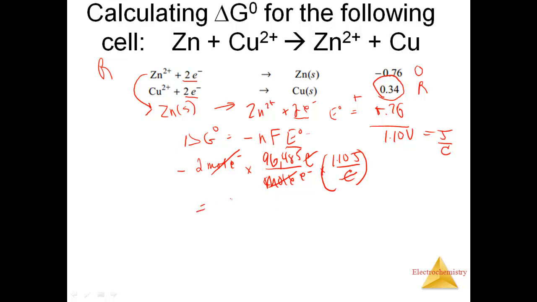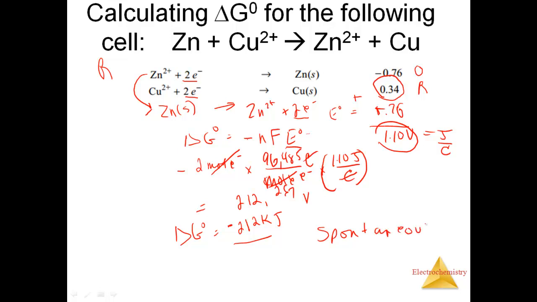And if I punch that into my calculator, I have 3 sig figs here, so I'm going to use 3 sig figs, and my calculator says 212,267 joules, so it's going to be negative 212 kilojoules. And this is negative, because this is a negative mole of electron times Faraday times E naught. And because this is negative, it is spontaneous. Delta G naught, if it is negative, it means it will be spontaneous. Doesn't mean it will be fast, but it means it will be spontaneous.